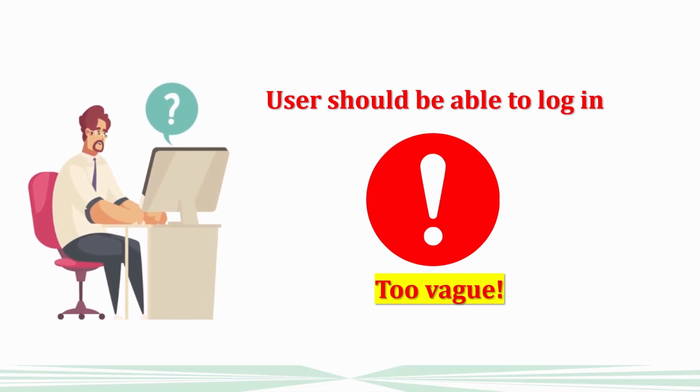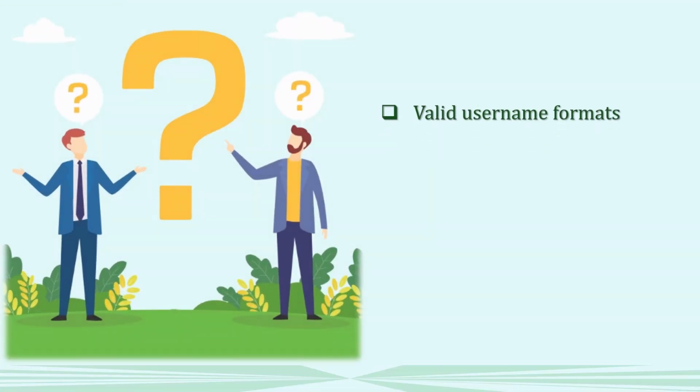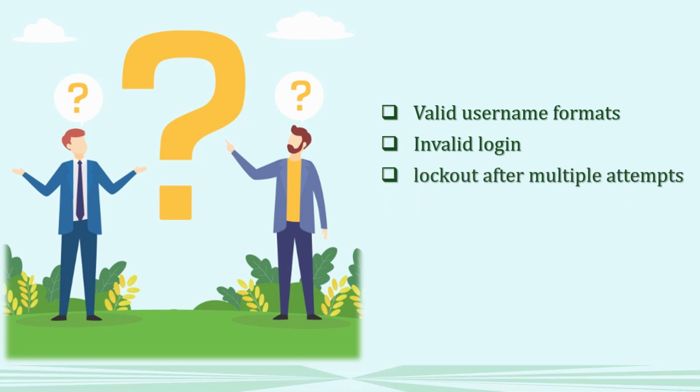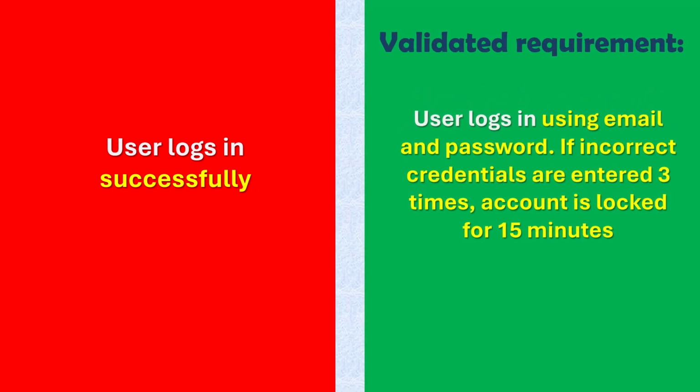So the tester starts validating by asking what are valid username formats, what happens on invalid login, is there a lockout after multiple attempts, is two-factor authentication required, and what about the password rules. Example thinking could be a bad requirement like user logs in successfully. So this is a bad requirement. A validated requirement means, for example, user logs in using the email and password. If incorrect credentials are entered 3 times, the account is locked for 15 minutes.